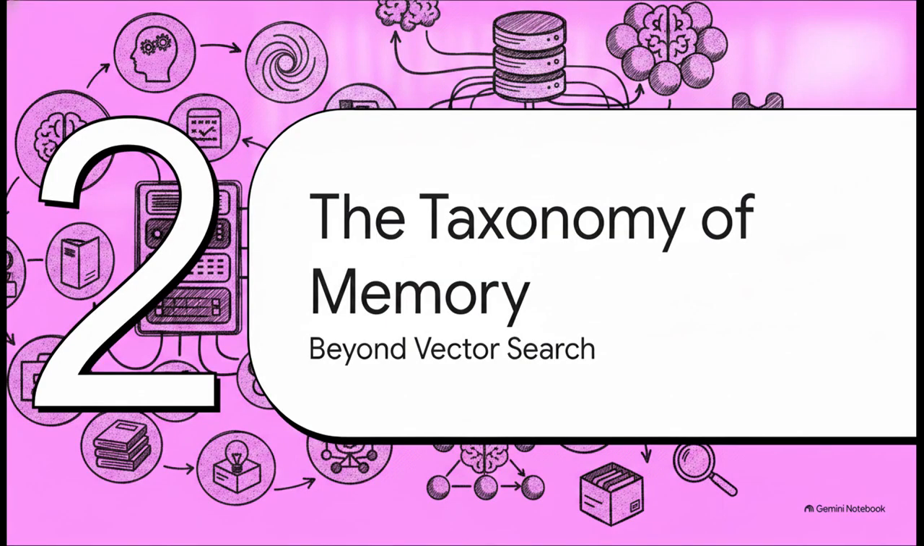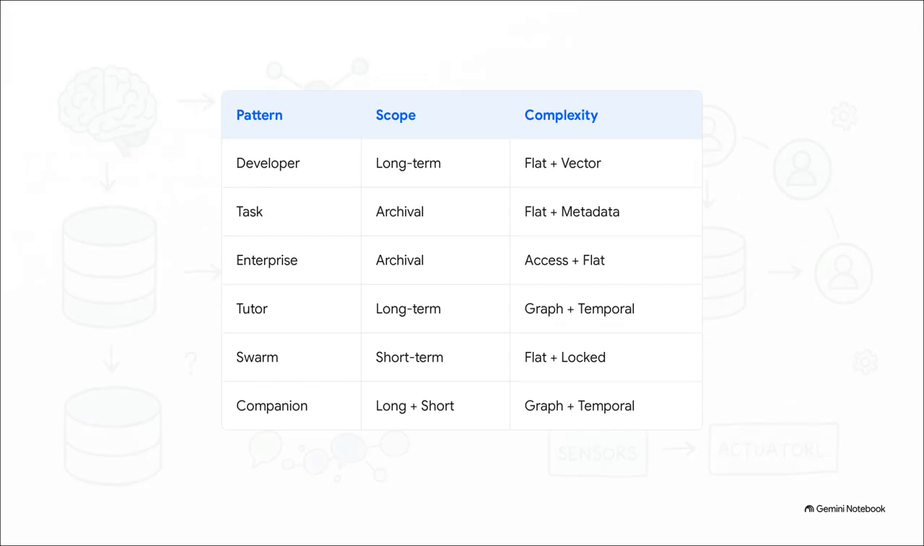Let's move to part 2, the taxonomy of memory, moving way beyond just basic vector search. To really fix this amnesia, we need to completely shift our mindset about how memory actually functions. Think of this as the journey from a goldfish to an elephant. On the y-axis here, we've got temporal scope, which is basically how long a memory lasts, all the way from transient working memory up to permanent archival memory. On the x-axis, we have structural complexity, moving from simple flat lists to incredibly rich temporal graphs and strict access control policies. And the reality is, different AI agents need totally different combinations on this matrix to actually function properly.